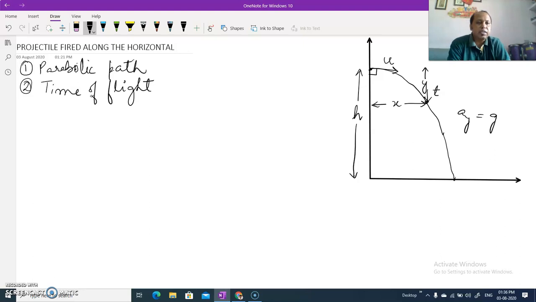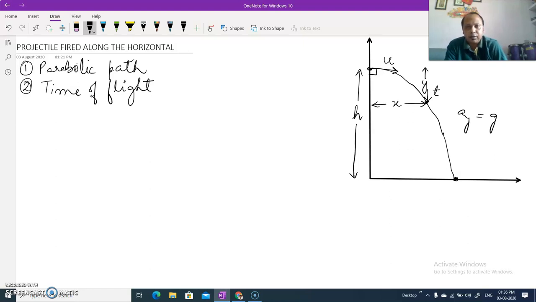See, when we consider the time of flight, it is the time for the projectile to reach the point here from the top to the horizontal plane here. So it has traveled a distance h here. So the vertical distance which is traveled here is h.